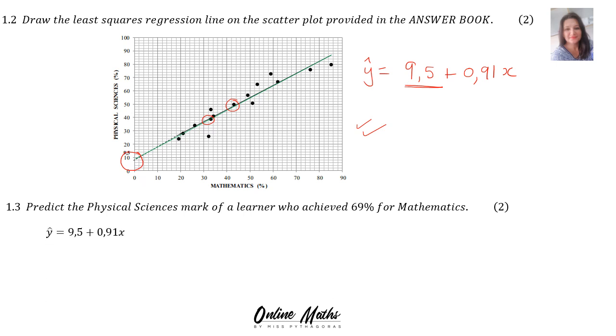1.3, predict the physical sciences marks of a learner who achieved 69% for mathematics. So what you do, into your least squares regression line's equation, in x's place you substitute the 69 and then you estimate that y is 72.29% for his physical sciences marks. So where are the marks? Substitution, and answer.